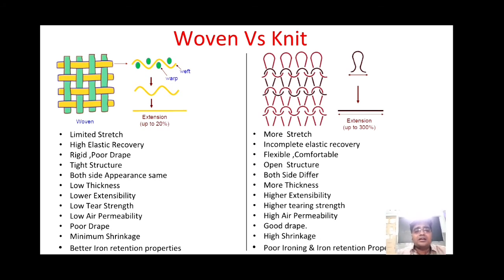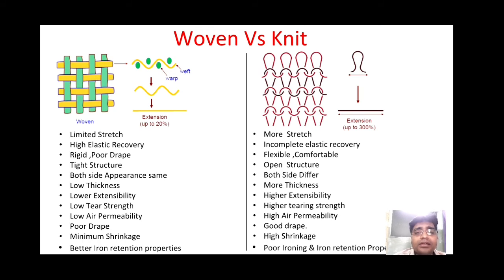Whereas if you look at the knitted fabric, it comes back toward its original position, but there is a difference in the position we get after recovery, that is an incomplete elastic recovery. Completely we are not going to get the original shape. So whatever shape we get is incomplete. Knitted fabrics do not come back to their original position, and because of that we say incomplete elastic recovery. So this is another differentiating point between the woven fabric and the knitted fabric: high elastic recovery and incomplete elastic recovery.